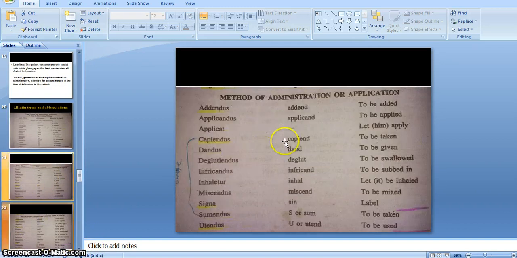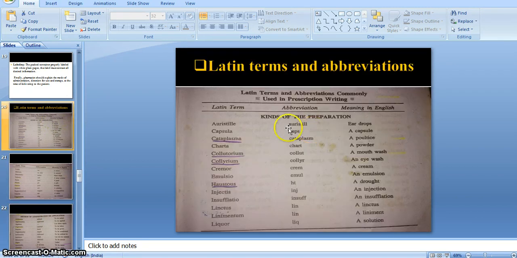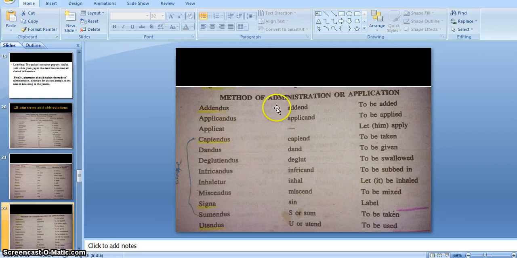In the previous slide we talked about the preparations. Now the methods of administration or application, which means how to administer or apply. These are the names of administration, the English meaning, and this is the Latin term.